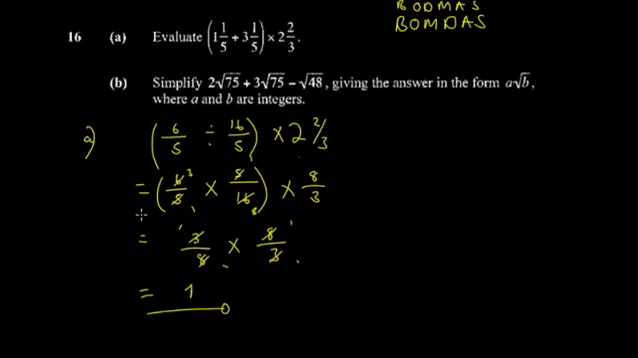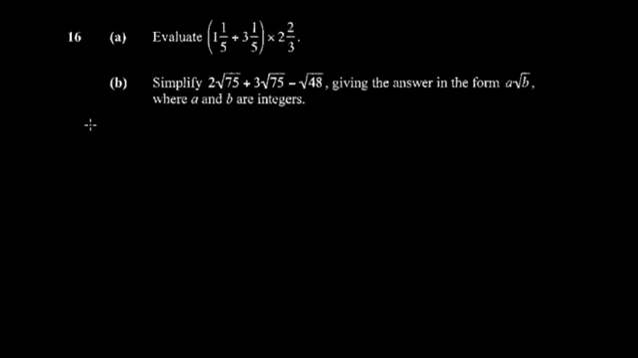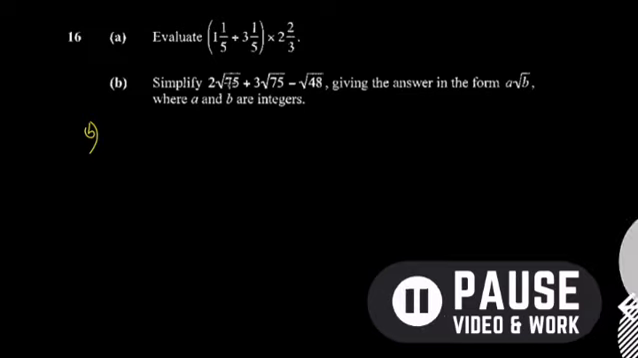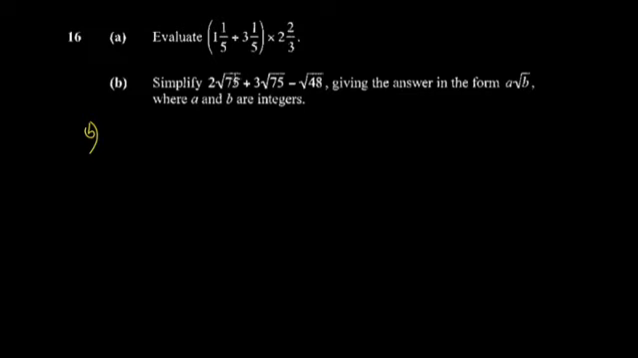Let's see if we can do the second question. The second question says these are surds. Surds are simply irrational numbers expressed in the form a square root of b, where a and b are integers. So this form here, they're called surds. And then you're asked to simplify. If you're asked to simplify, normally that means these numbers are actually simplifiable.